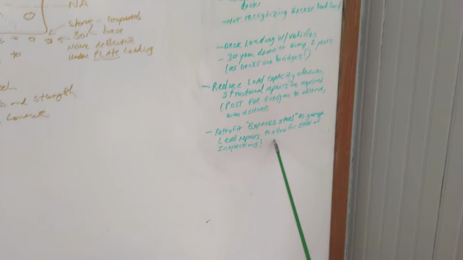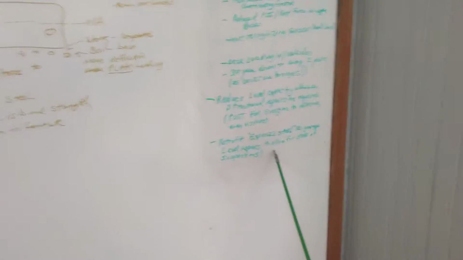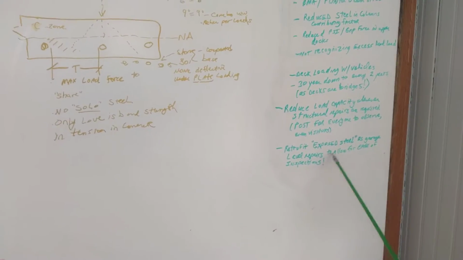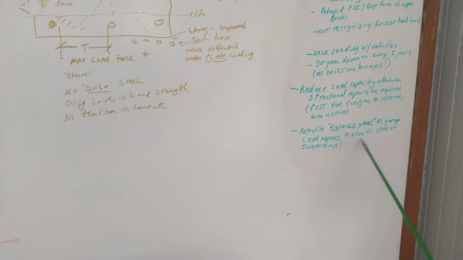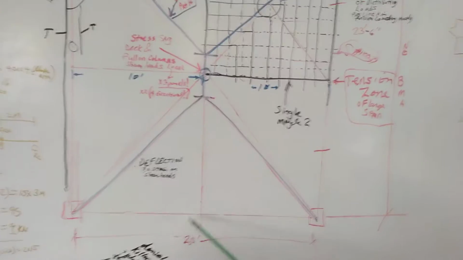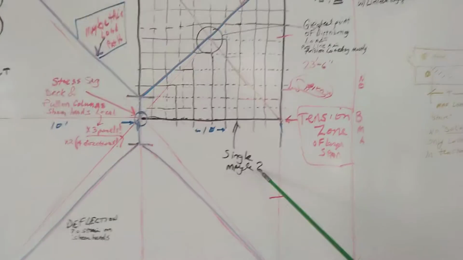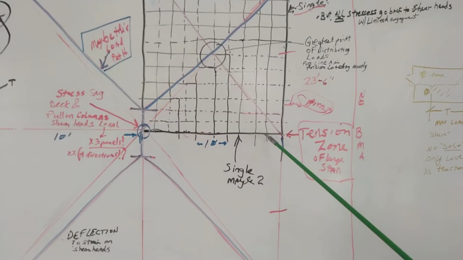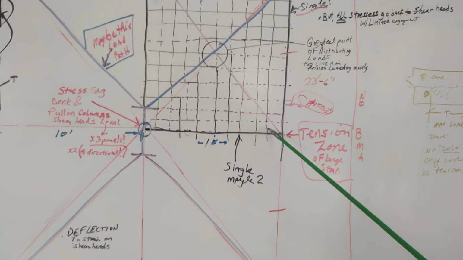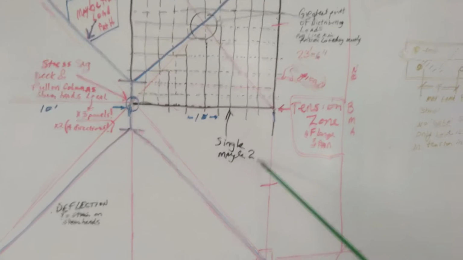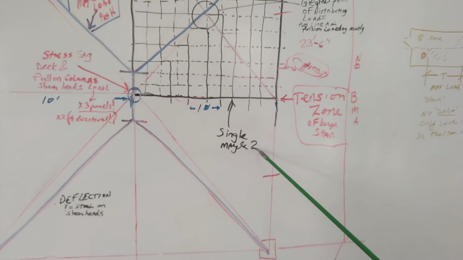Retrofit should be only exposed steel, not drop slab details, drop panels. They should all be exposed steel, period. That's some formula. You don't have to worry about that. This is deflection. Single, maybe. This is a question mark right there. That's a question mark. It's not a number 2.